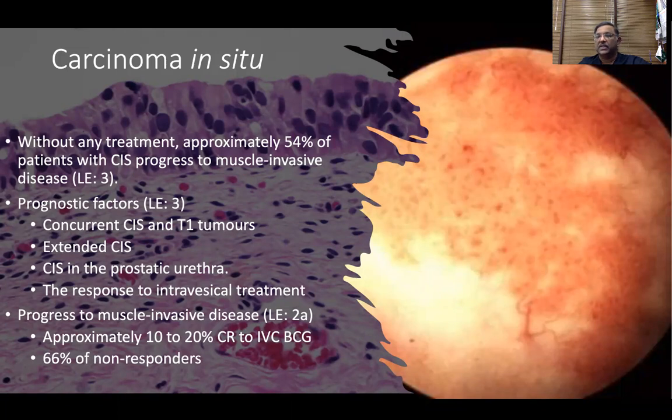So what about carcinoma in situ, the primary carcinoma in situ without papillary disease? Well, approximately half of the patients with CIS progress to muscle invasive cancer. The prognostic factors for CIS are concurrent T1 tumors. So T1 and CIS is a much more aggressive disease. CIS in the prostatic urethra, or extensive CIS involving most of the bladder, and the initial response to BCG. These are some of the risk factors which define bad versus better CIS patients.